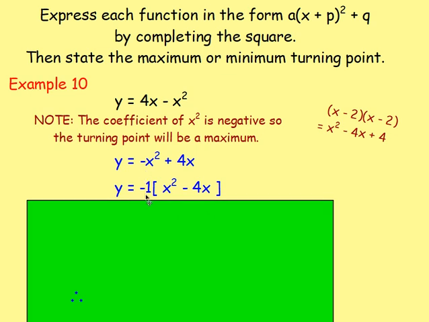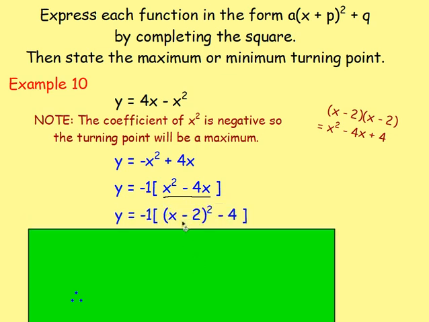Taking out negative 1, I've got negative 1 times the x squared gives me negative x squared, and negative 1 times what gives me positive 4x? Well, it's negative 1 times negative 4x. Two negatives make a positive. From there, you can complete the square for the bit in the brackets. So negative 1 times, half the coefficient of x, so x minus 2 all squared. 2 squared is 4, so we take that away. There's nothing on the end, so we're ignoring that, and we can now multiply out our brackets again.